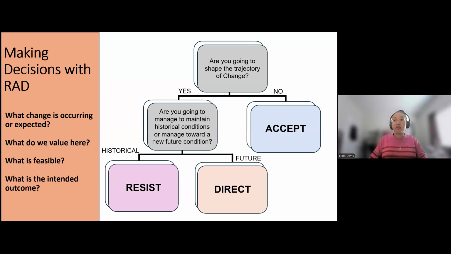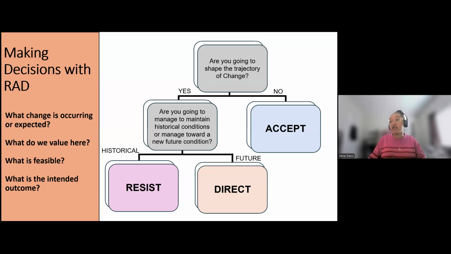So now that we've covered the basic definitions of RAD, let's look at how we might actually decide which path to take in a real-world situation. This decision tree is a tool to help managers move from recognizing change to deciding on an intentional response. The process starts with understanding the degree of change or the threat. Is it small and incremental, or is it rapid and transformational?